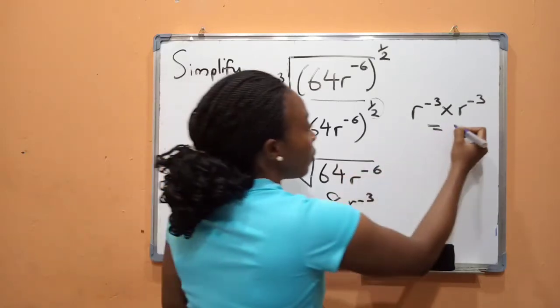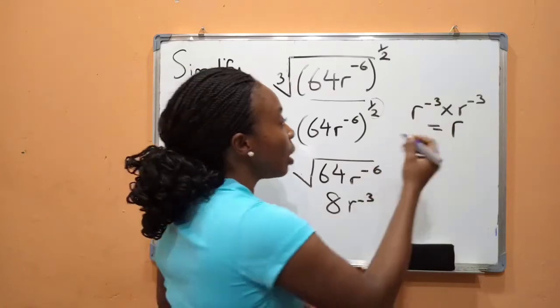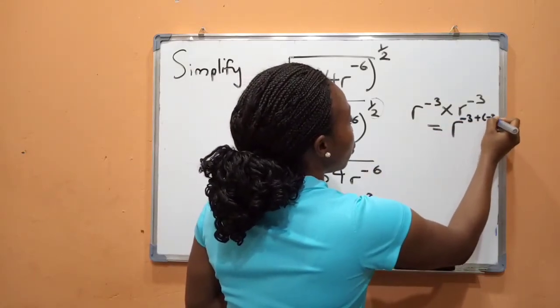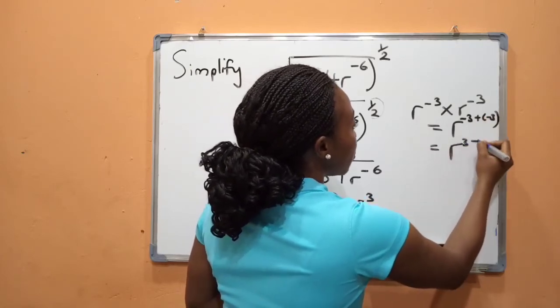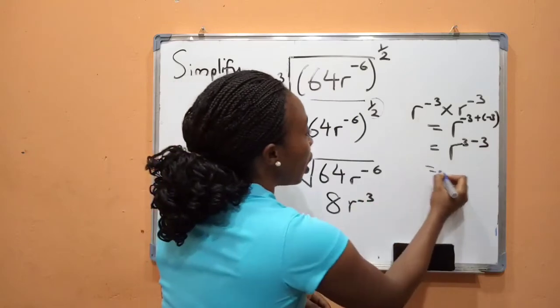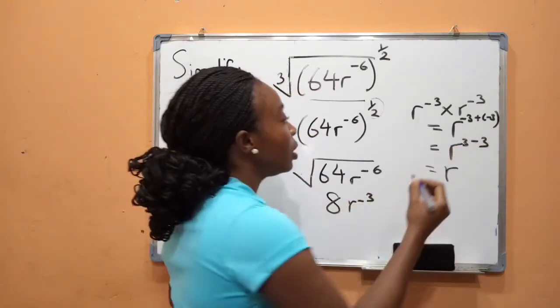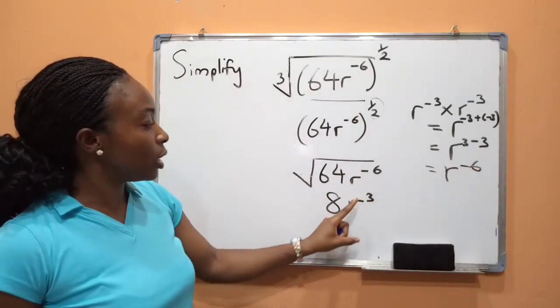So you're going to have r, then sum up the powers. In summing it up, you're going to have minus 3 plus minus 3. Then you're going to have r to the power of minus 3. Minus times plus gives us minus 3. And then you're going to have r, then you have minus 3 minus 3 gives you minus 6. So you can see how we arrived at this answer.